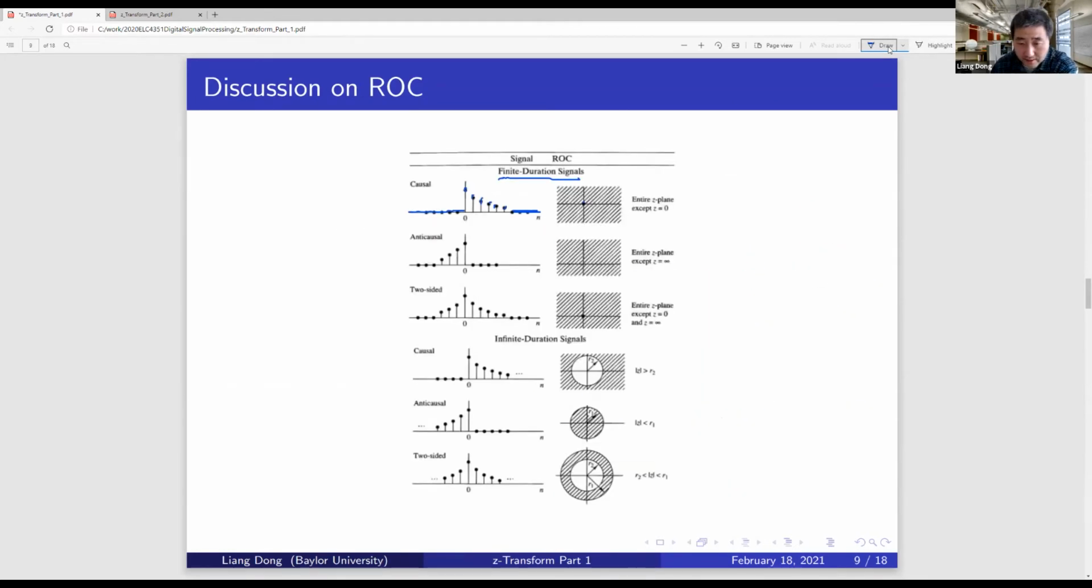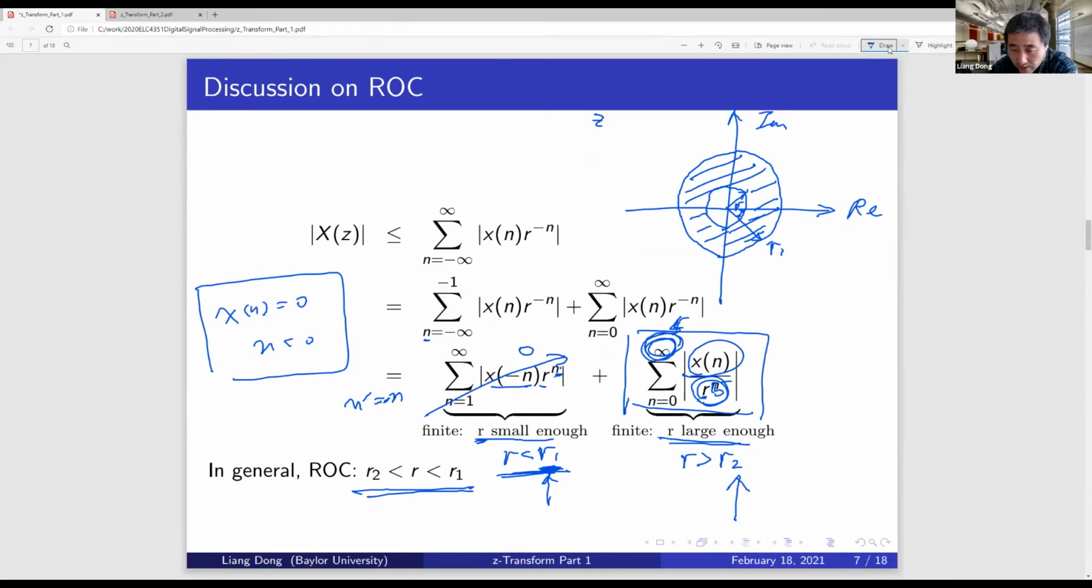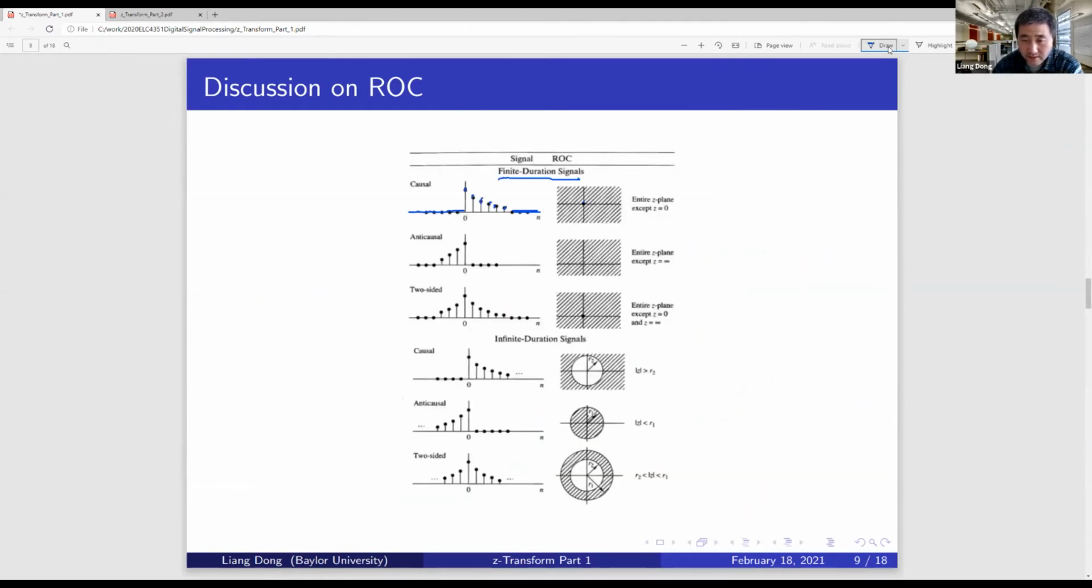So what we have here is the entire plane except z equal to 0, because I do not want this r, which is right here in the denominator, to be 0. If r equals 0, that will bust too. That will become a very large, infinitely large number. So exactly this is the region of convergence.